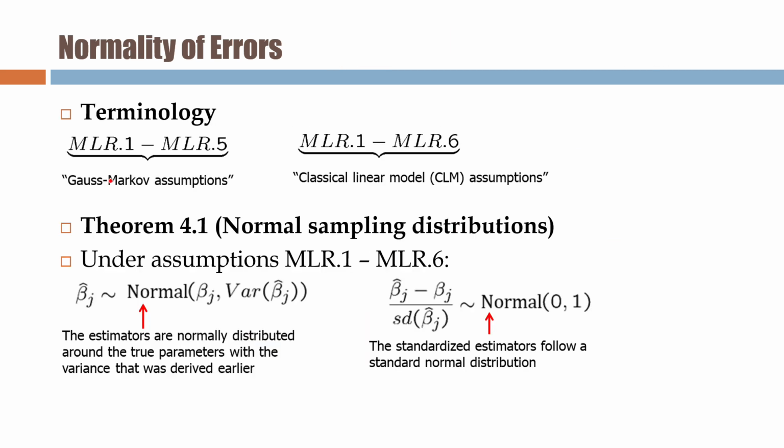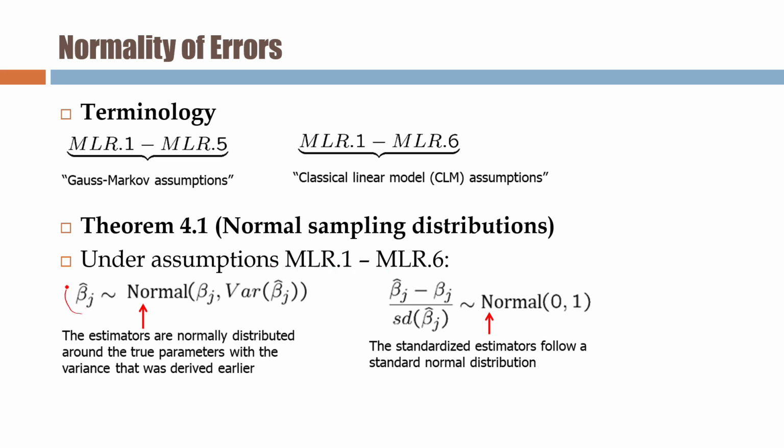So this is just the name of the terminology. The assumptions we used in the previous section, multiple regression for estimation, are assumptions 1 to 5. That's what we call the Gauss-Markov assumptions. But including the sixth one is the classical linear model assumption, and the sixth one is normality, right? So the normal sampling distribution is under this assumption.